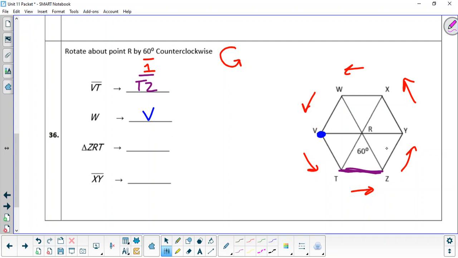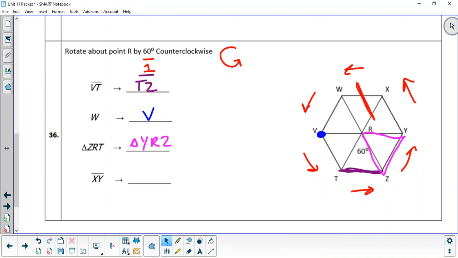Triangle ZRT, so ZRT, if we move that counterclockwise, I'm going to turn it so it will fit. That now becomes YRZ. So triangle YRZ. And finally line XY counterclockwise becomes line XW.